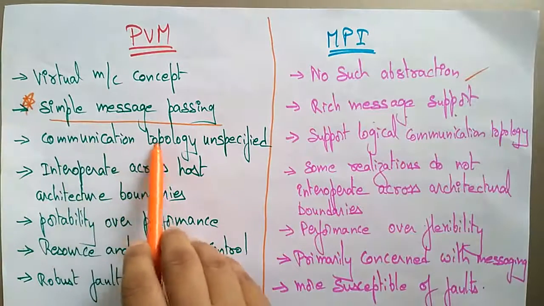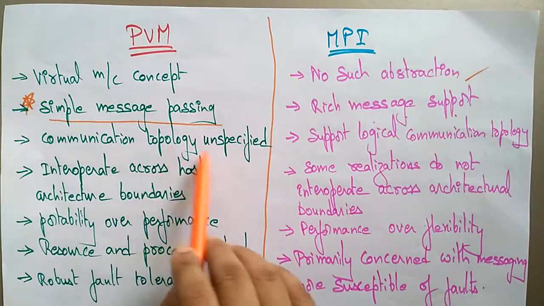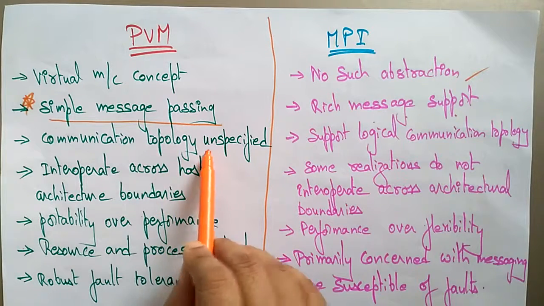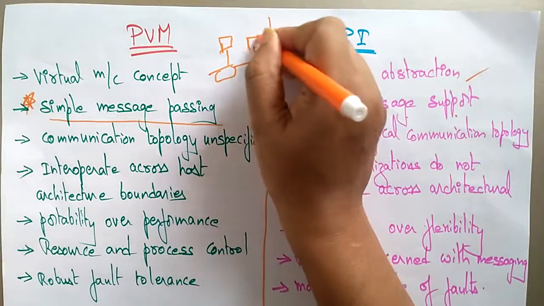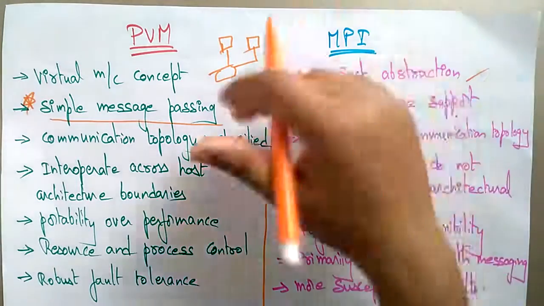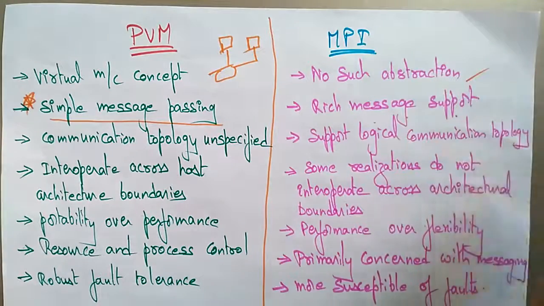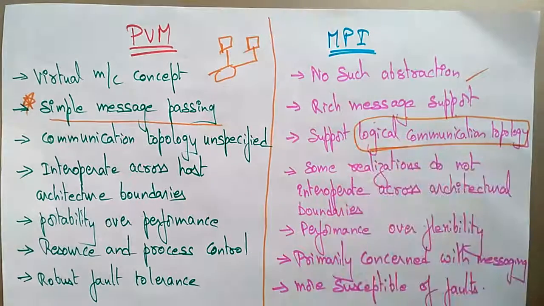In PVM, the communication topology is unspecified. The communication topology means one node is connected to another node, and that node is connected to yet another node. Here, what type of topology is used is not specified in PVM. But the message passing interface supports a logical communication topology.